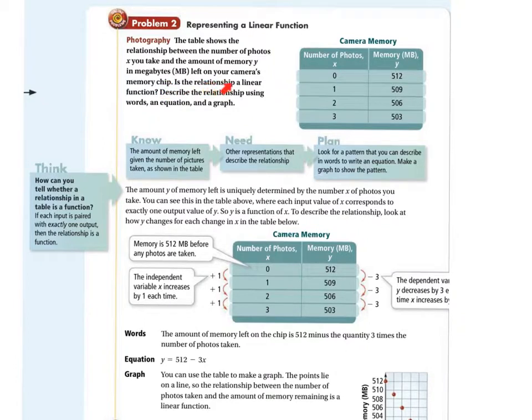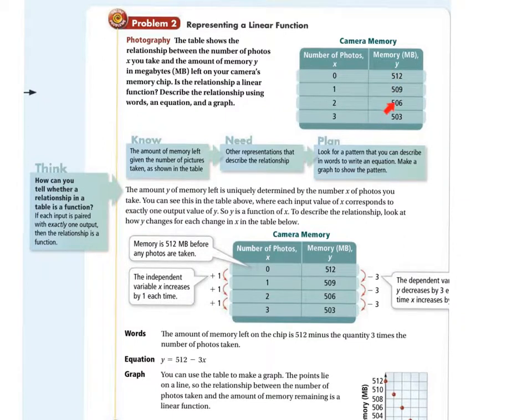Is the relationship a linear function? Describe the relationship using words, an equation, and a graph. So with 0 photos, you have 512 megs on that thing. Take 1 photo, you're down to 509. 2 photos, down to 506. 3 photos, down to 503. So you can see you are using like 3 megabytes each picture.